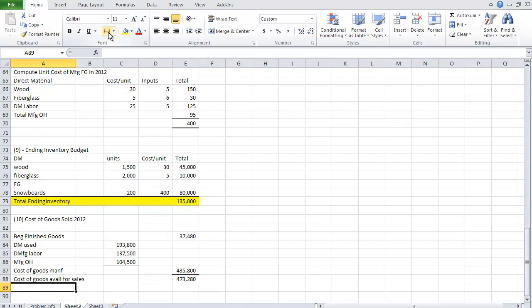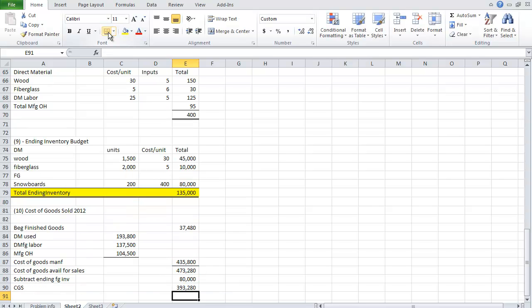Then from there, we want to deduct our ending finished goods inventory, and we calculated this as 80. So from there we have our cost of goods sold. We should have our cost of goods sold section.